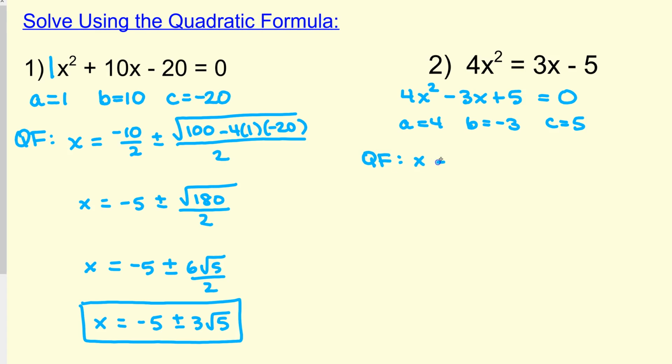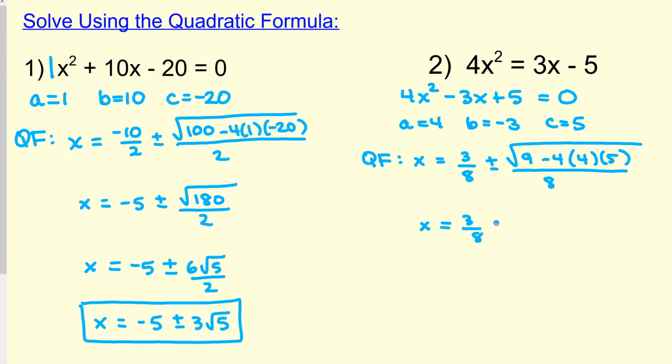So we have x equals opposite of b over 2a, which would be 3 over 8, plus or minus the square root of b squared, 9, minus 4ac, which would be minus 4 times 5, over 2a, over 8. Okay, so we have x equals 3/8 plus or minus the square root of, I believe that's going to be negative 71 over 8. And all we can do with the square root of negative 71 is write it as i times square root 71. So here we have our answers.